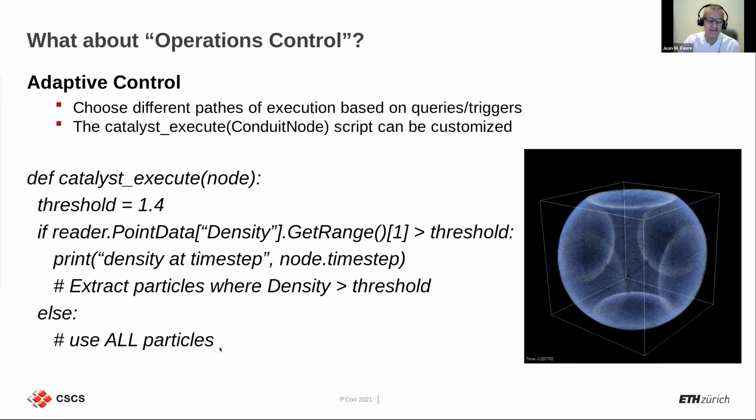So basically, this adaptive control can be done sometimes in just a few lines of code. You will add your query, and then you will do different things. So this is basically modifying your ParaView pipeline to tell it to execute different things in terms of the data ranges which you have. Okay, next slide.